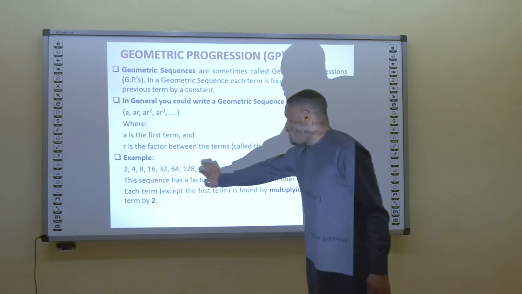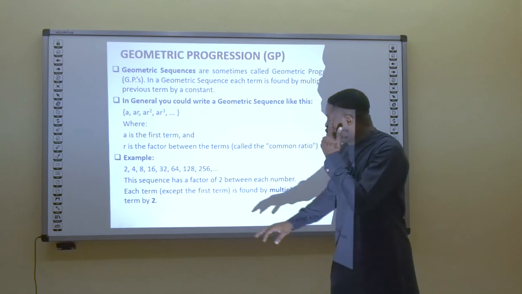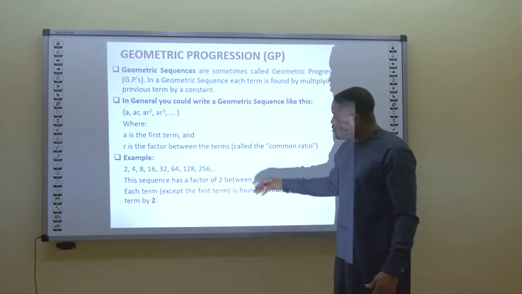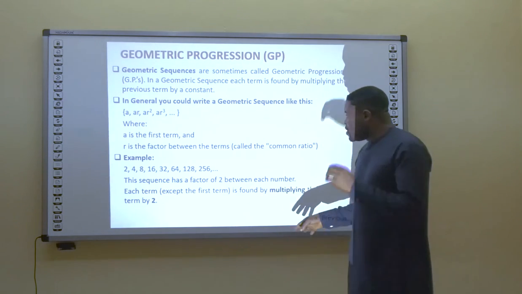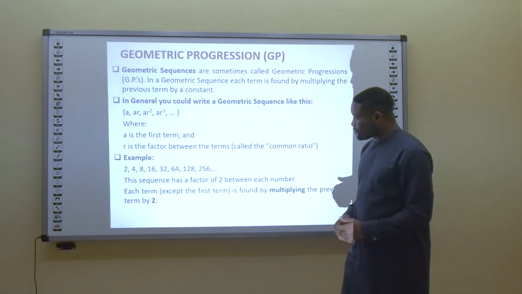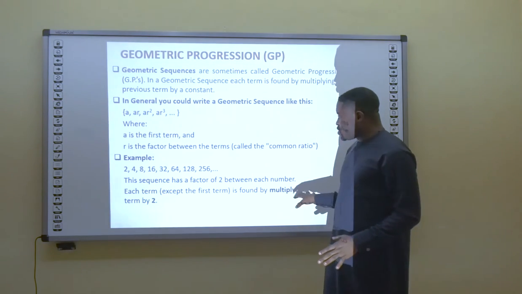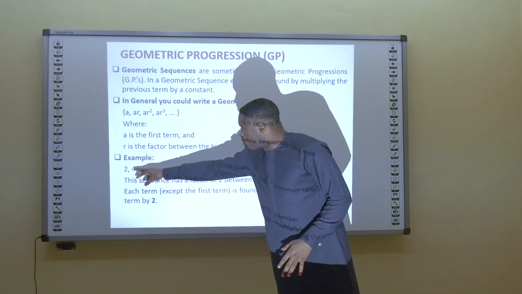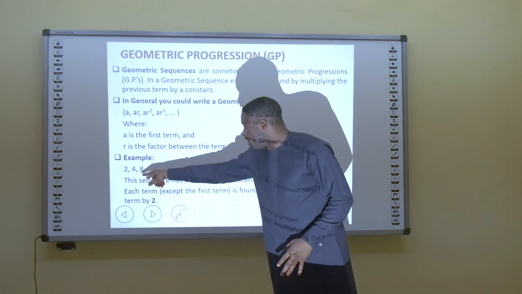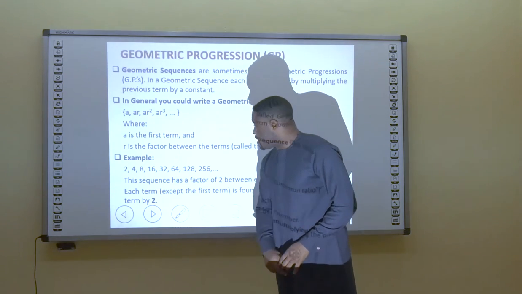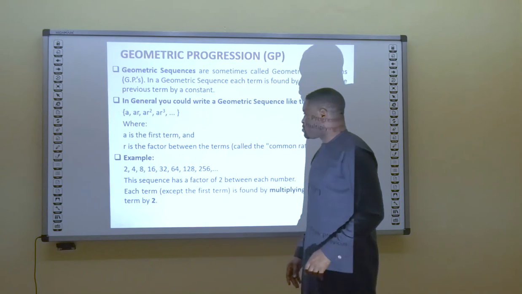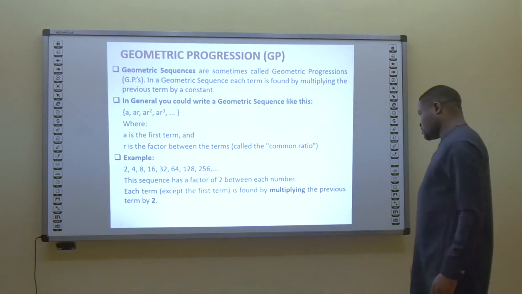So now we have a sequence of numbers: 2, 4, 8, 16, 32, 64, and so on. So this sequence has a factor of what? 2 between each number. Yes, you have a factor of 2 between each number, because when you multiply 2 by 2, you have 4. Multiply 4 by 2, you have 8. Multiply 8 by 2, you have 16. Multiply 16 by 2, you have 32. Multiply 32 by 2, you have 64, and so on, up to the last number.